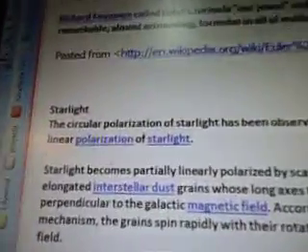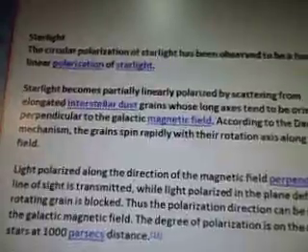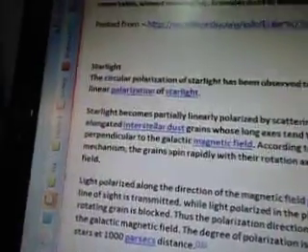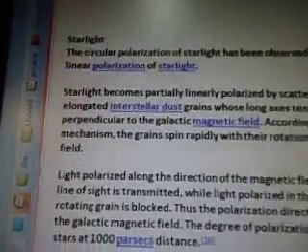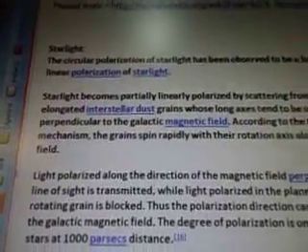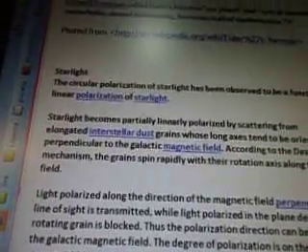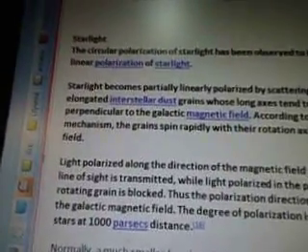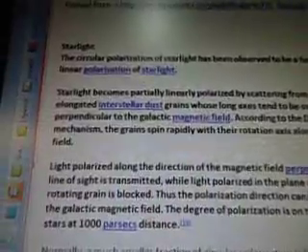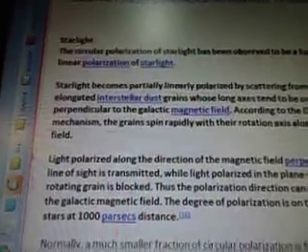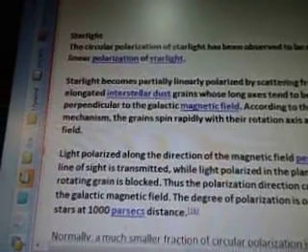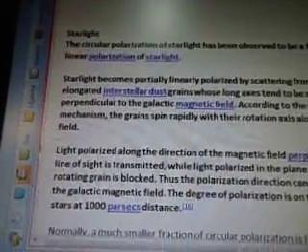Starlight. The circular polarization of starlight has been observed to be a function of the linear polarization of starlight. Starlight becomes partially linearly polarized by scattering from elongated interstellar dust grains whose long axes tend to be oriented perpendicular to the galactic magnetic field. I'm down to one bar, so hopefully we get through this video before it dies on me.